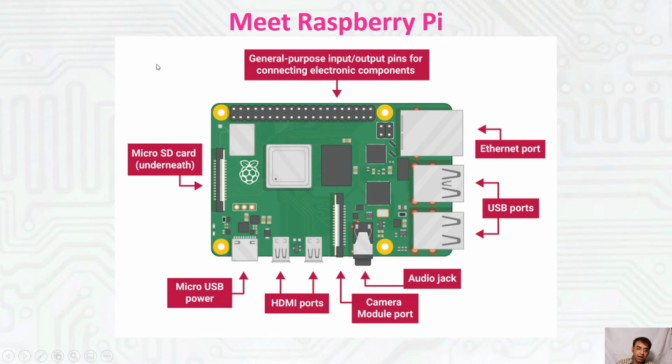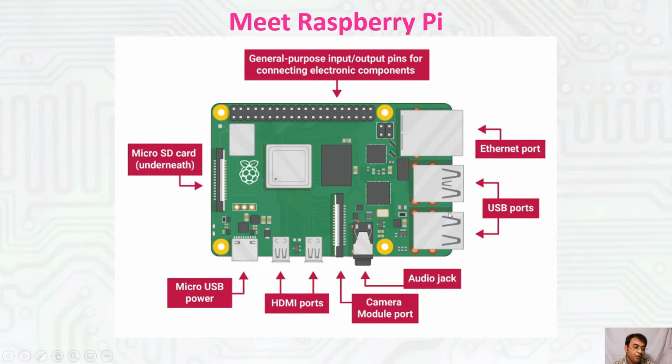This is the picture of Raspberry Pi. You can see the different components of Raspberry Pi, but what I have shown over here is Raspberry Pi 4. As you can see, this is the Ethernet port, where you can connect an Ethernet cable.